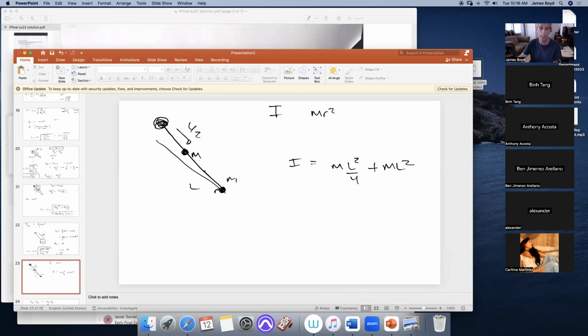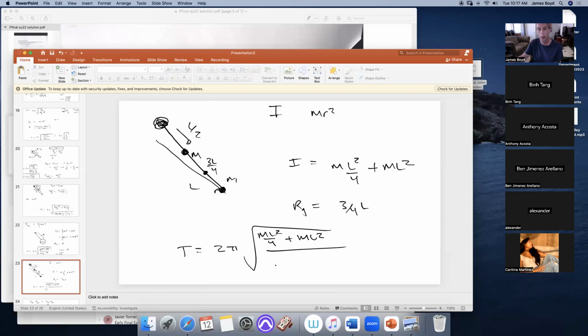Where is their center of mass? Right in the middle of those two, because they're equal masses. And this would be at 3/4 L. So the radius of gyration would be 3/4 L. And what I would get is the period is 2 pi times the square root of m L squared over 4 plus m L squared, over m g, two of them, times 3/4 L.